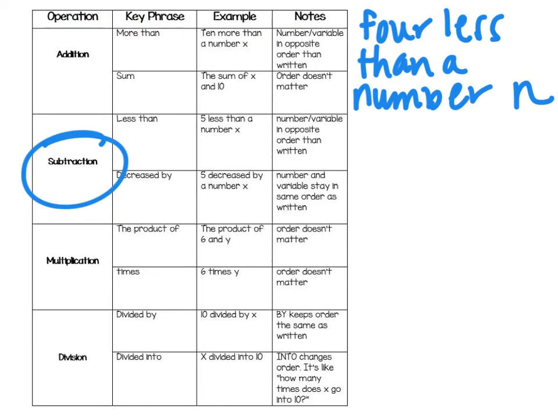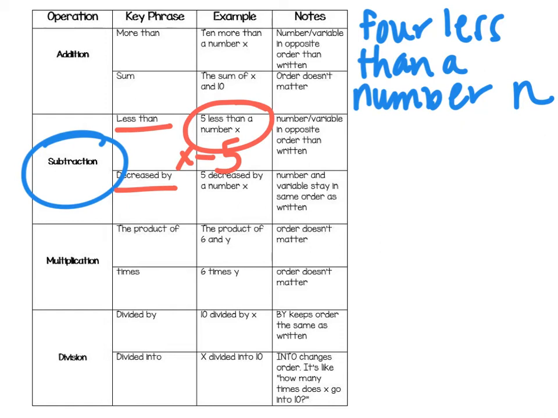Okay, let's talk a little bit about subtraction. Some key phrases that you might see for subtraction are "less than" and "decreased by." We're going to talk about both of these. Like I said in the last slide, when you have "less than," the number and the variable in your expression are written in the opposite order than they appear here in your words. So 5 less than a number x means I have x and I have 5 less than whatever that is, not 5 minus x. If they did want 5 minus x, they would probably say it exactly like that, 5 minus x.